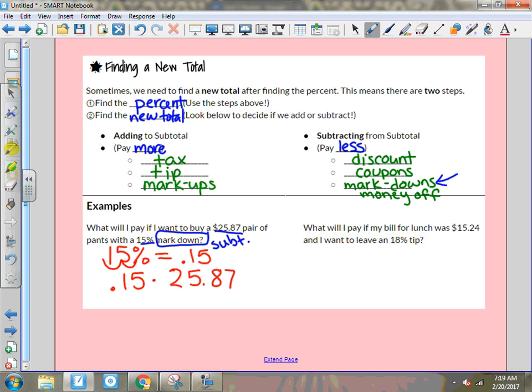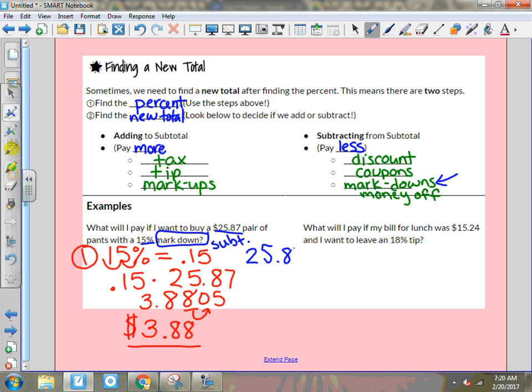And when I plug that into my calculator, I get 3.8805, and remember, I need to round because we're talking about money. The 0 keeps it the same, so I'm talking about $3.88. But this is all just step 1. I was finding that percent, and I know that my percent is $3.88. But I need to subtract that money because I want to know the new total, how much I'm going to pay in all. So I'm going to take what I knew it was. Well, it started out as $25.87, and now I'm going to subtract the $3.88. And that gives me a new total of $21.99. And that's my answer to that problem. So make sure that you do both steps when they talk about how much you're going to pay, because this is a total here.